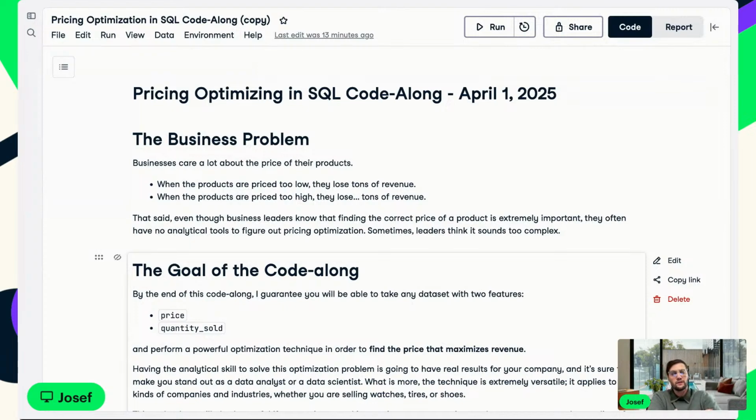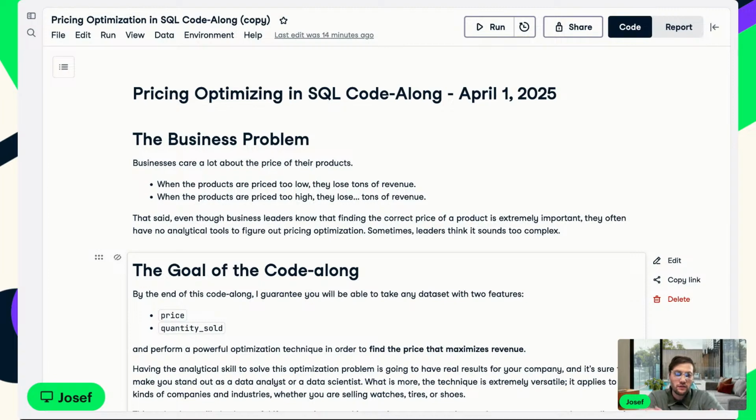The business problem here is that businesses care a lot about the prices of their products. They sell different things, widgets, bicycles, trees, horses, whatever it is, and they want to make sure they sell it for the right price. If they price the product too low, they're going to lose revenue, because even though they sell a lot, they don't generate very much money. If they price the product too high, no one's going to buy it, and so you're not going to generate any revenue. So the question is, how do you find the price of a product that maximizes your overall revenue?